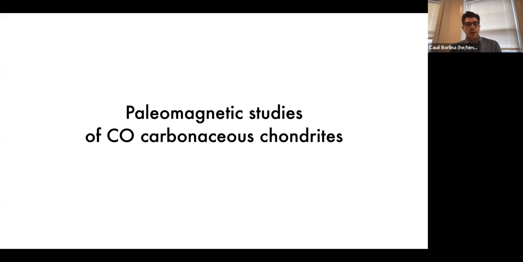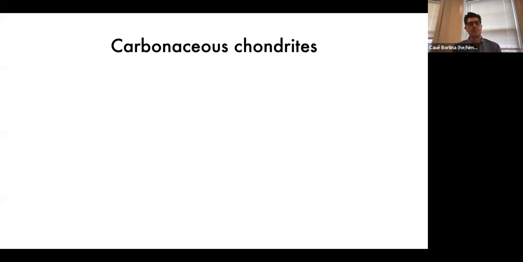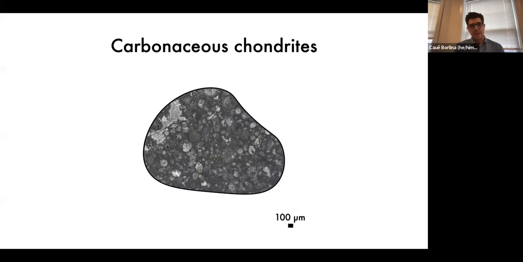So to talk about those paleomagnetic measurements, I need to introduce the samples that we use to measure them. And for our studies, we use CO carbonaceous chondrites. For people that are not familiar with carbonaceous chondrites, they look like this. I like to say that they're essentially space sedimentary rocks.